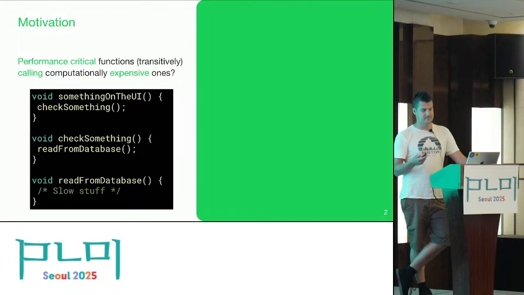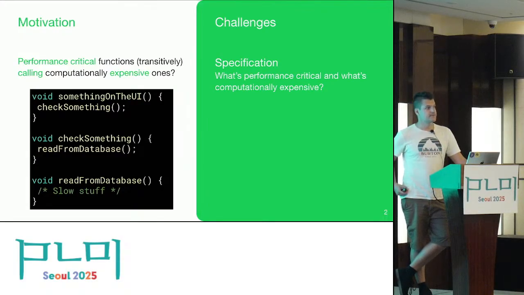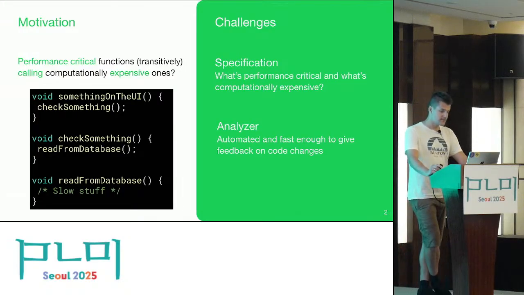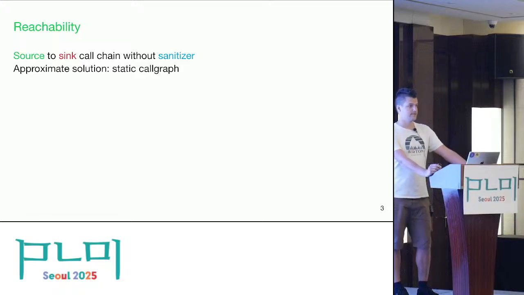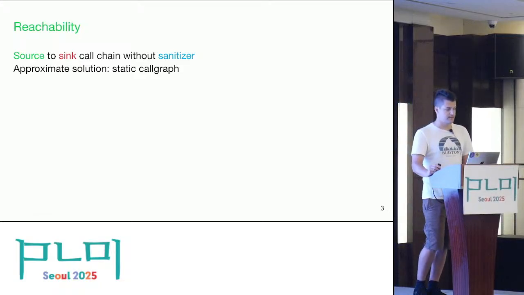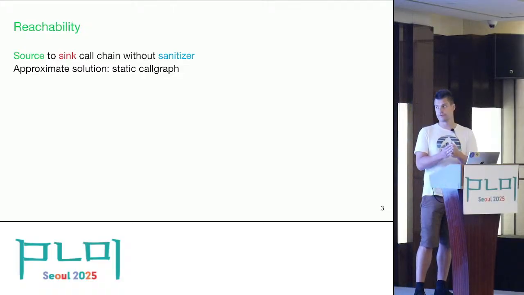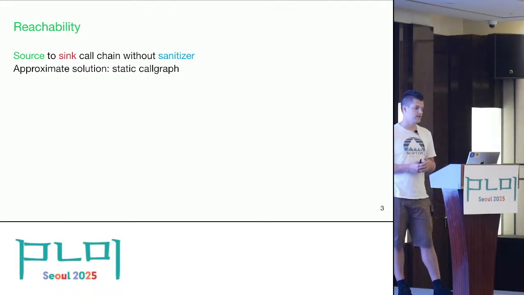For this, we need two main things. One is the specification. So we need to know what is exactly performance critical and what is computationally expensive. And then we need an analyzer which is automated and fast enough to give feedback on code changes at the scale of WhatsApp. So in theory, this is a relatively well-known and well-studied problem. It's called reachability analysis, where you have a set of sources, a set of sinks, potentially some sanitizers as well, and you want to check whether there is control flow from source to sink without going through any sanitizer.